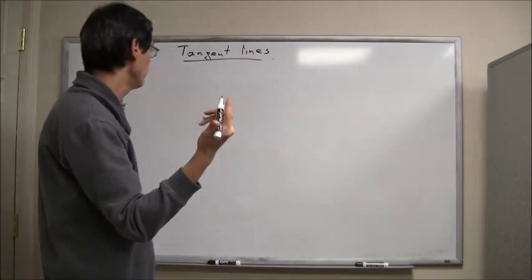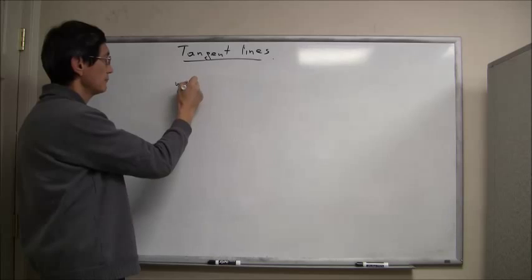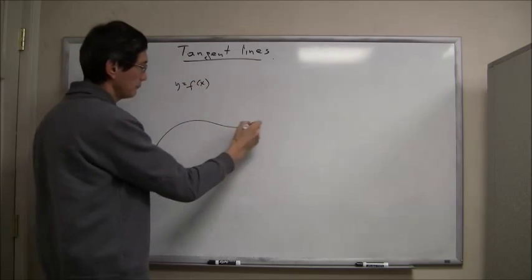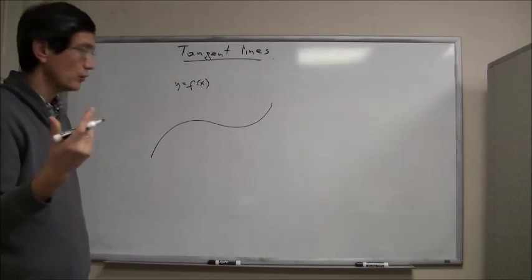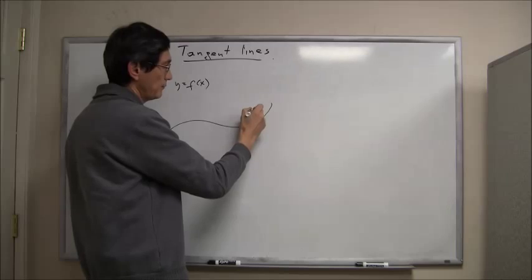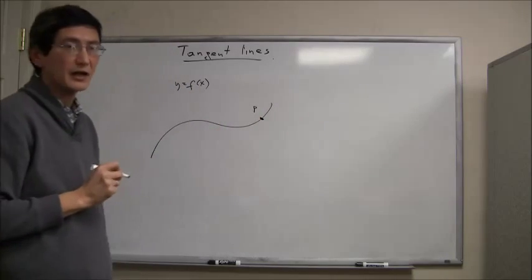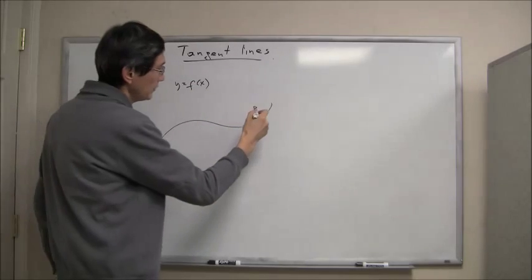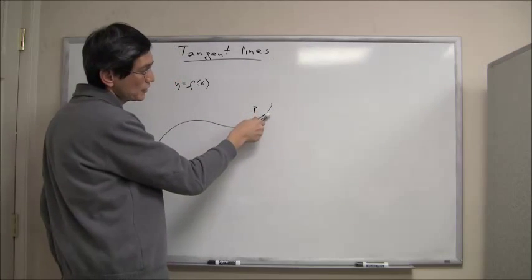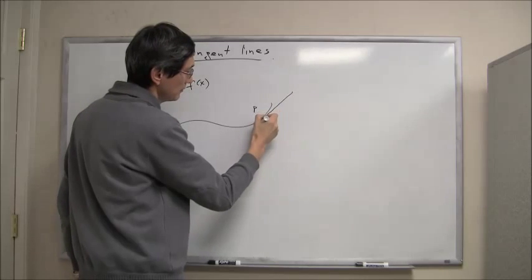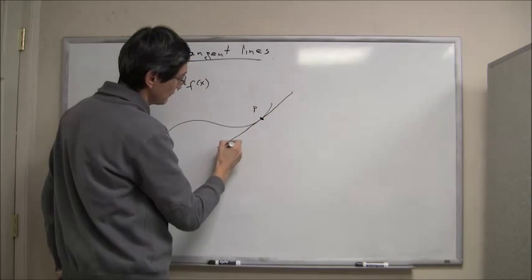So if we have a curve y equals f(x), and if I sketch a graph of it, and I pick a point on the curve, say somewhere here, point P, then the tangent line to the curve at a given point will be a line which will be touching the curve at this point, just barely touching it. Something which looks like this.